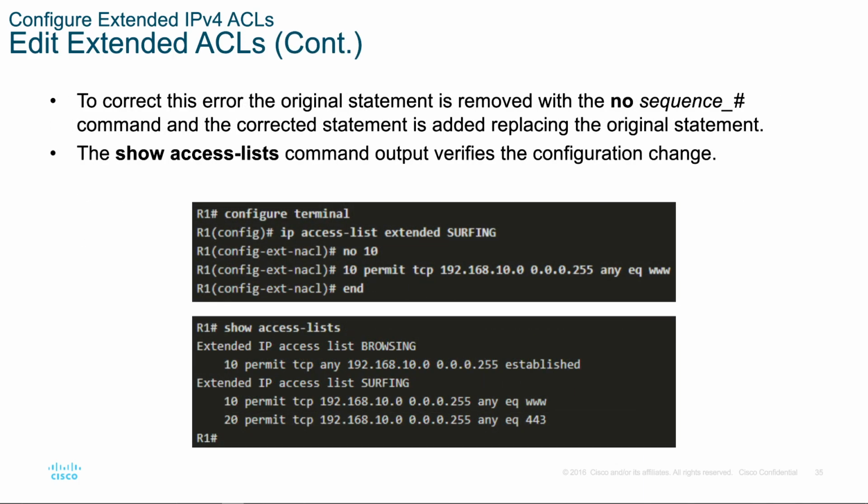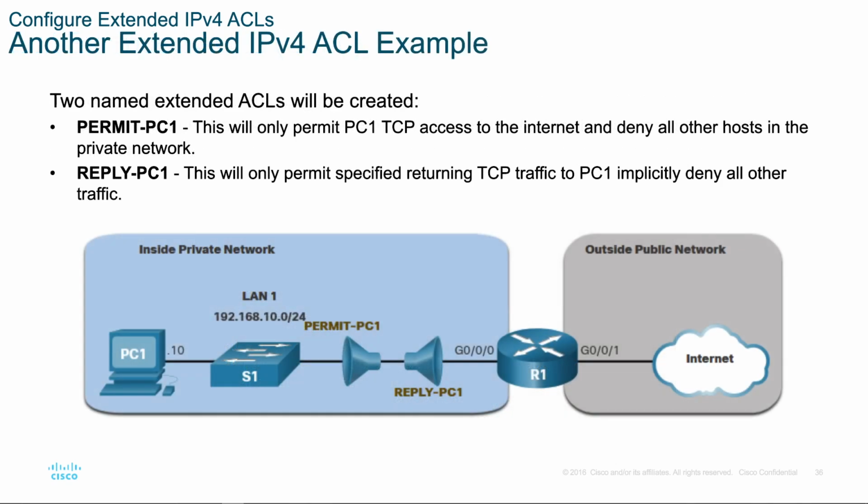So again, you can go in and remove the line and then replace it. Again, I would recommend copying the ACL out to a notepad, making the changes and putting it back in. Again, the no ip access-list extended surfing would remove the entire access list, and then posting it back in with the modifications in place is my recommended approach.